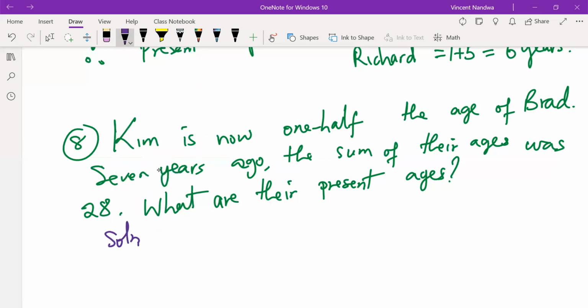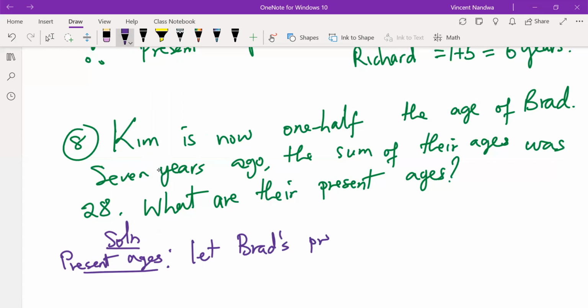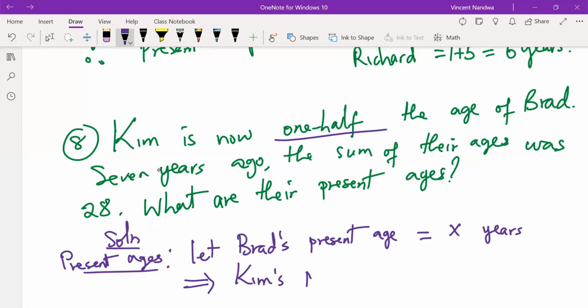So solution, let's get their present ages. Let Brad's present age be X years. I've been told that Kim is now 1.5 the age of Brad. So this implies Kim's present age is 1.5 X years.